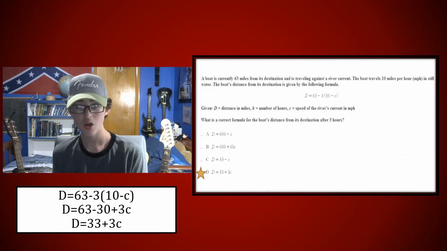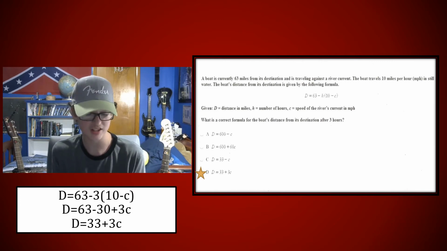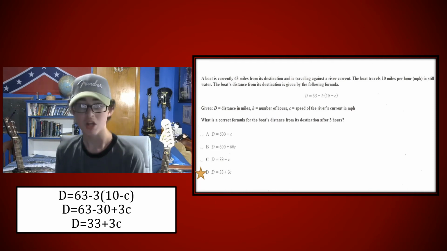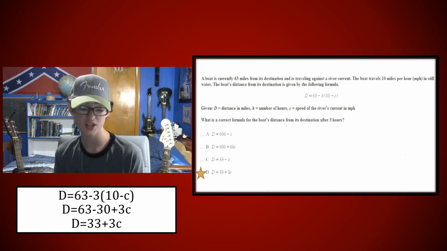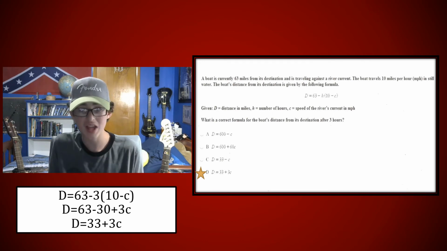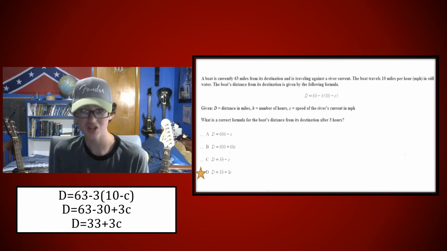Now let's see what the answer choices are. A is D equals 600 minus C. That is not the answer. B, D is equal to 600 plus 60C. That ain't it either. C, D equals 33 minus C, where there ain't no 3 at that C, and it's supposed to be a positive. That is not it. D equals 33 plus 3C. That is correct. Swing! Okay, so if you got that right, good job.